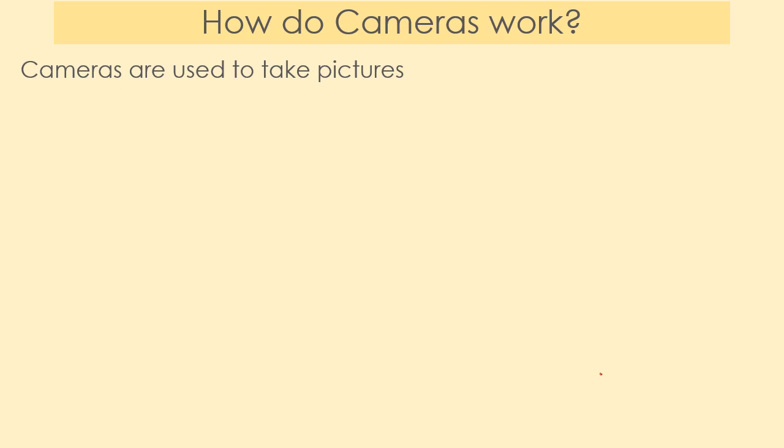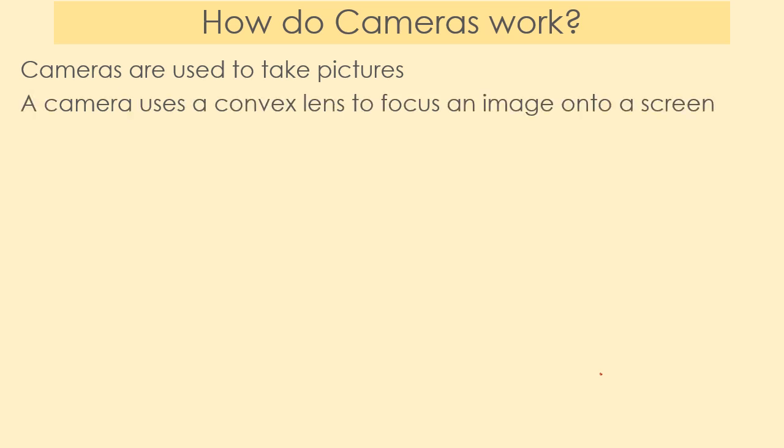So we're going to have a look at how cameras work. And we know that cameras are used to take pictures, something you all know already. What you might not know is that a camera uses a convex lens to focus an image onto the screen to take that picture. If you're not sure what a convex lens is, do go back and have a look at your previous lessons and videos done by Mr. Rahman to help you out there.